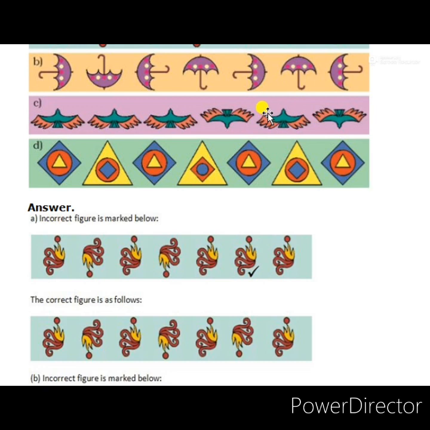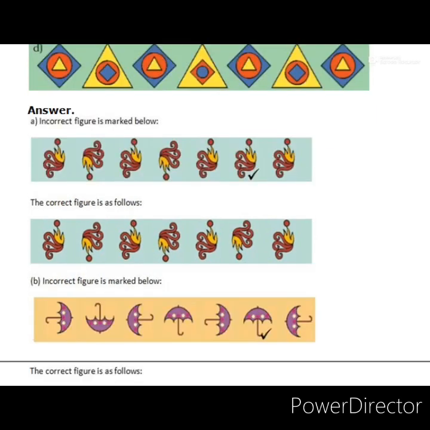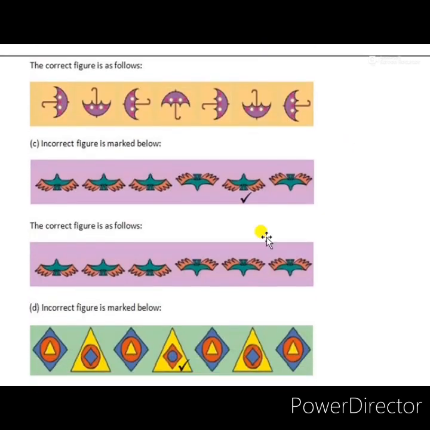If it has to follow the same rule, the fifth bird should show the position of downward. That means here the fifth figure is wrong. The fifth figure is not following the rule. It is breaking the rule. So put a tick mark in the fifth figure. The fifth figure is wrong there.